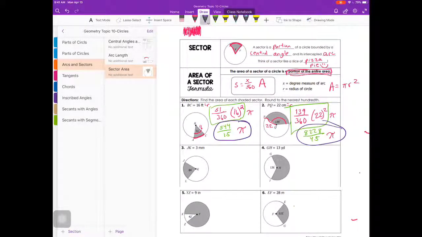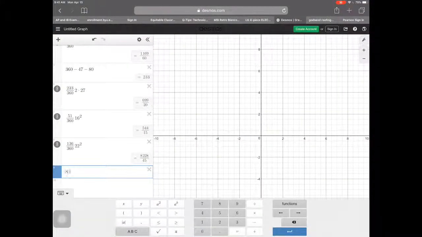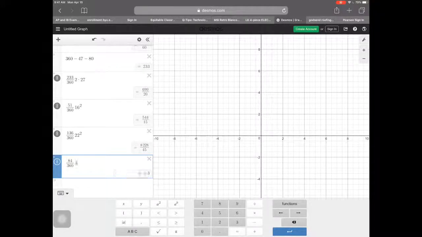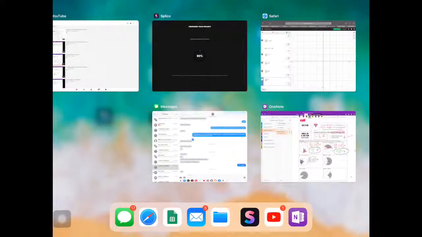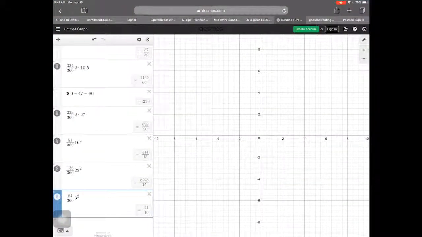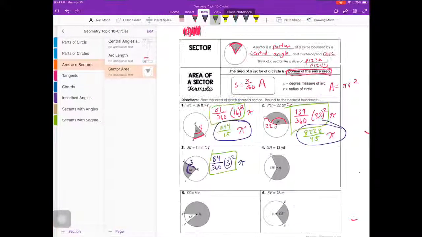So on this one, JK is 3, so our radius is 3 here. Intercepted arc is 84. So 84 out of 360 times 3 squared pi. This is going into our calculator. 84 out of 360 times 3 squared gives us 21 over 10. You can see it. Let me pull Desmos back up there. You can see it down there on number 9. So 21 over 10. Pi stays there. Final answer.